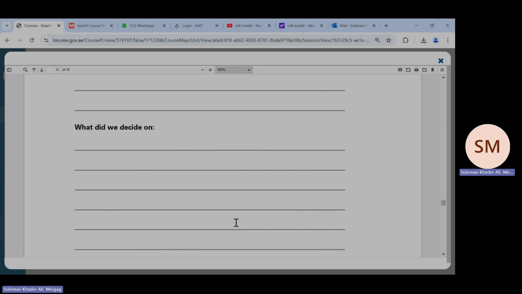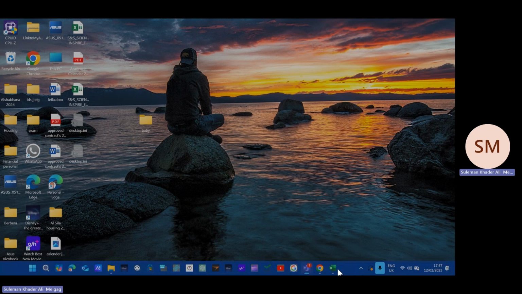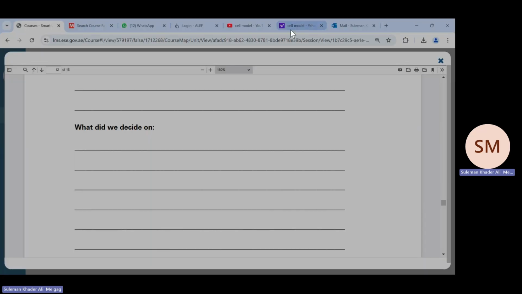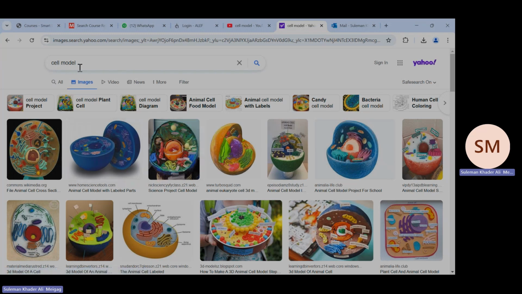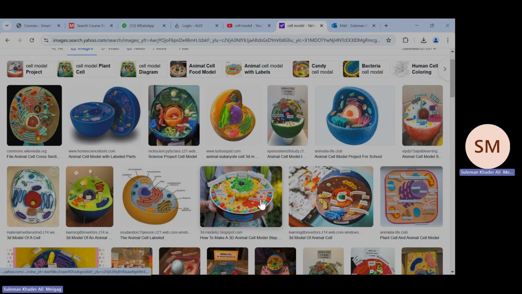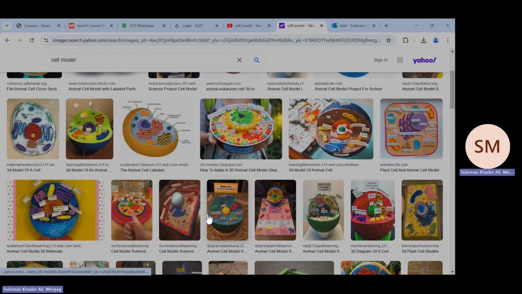And what did you decide? So there are many models. I will show you some models of Khaliya. So let's have a look at some models of Khaliya as we look at this. Here are some cell models. You can see I Googled cell model. I see some examples here. I see more examples here. I see more and more examples. They're all different. Different ways of making Khaliya.